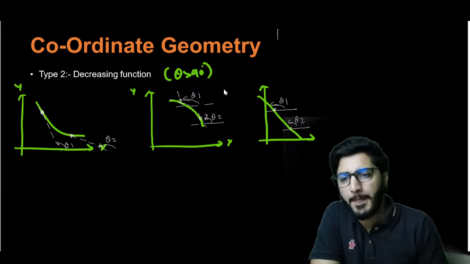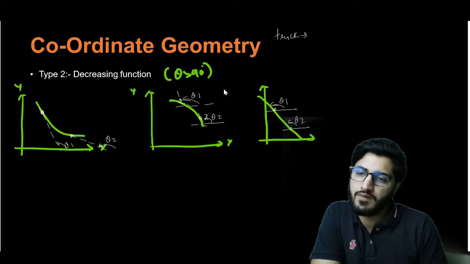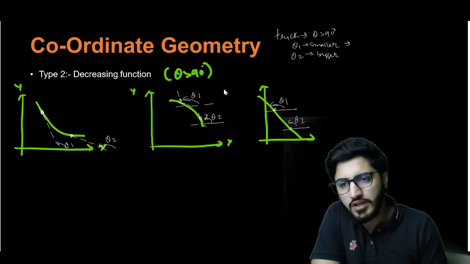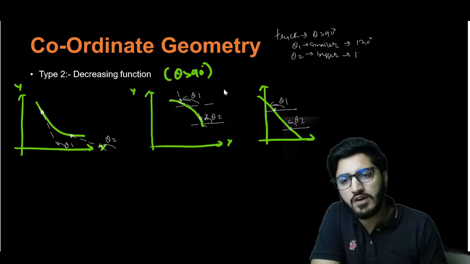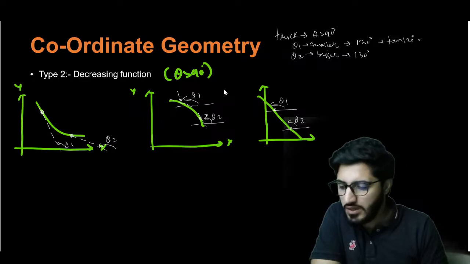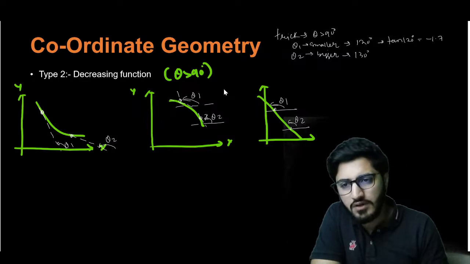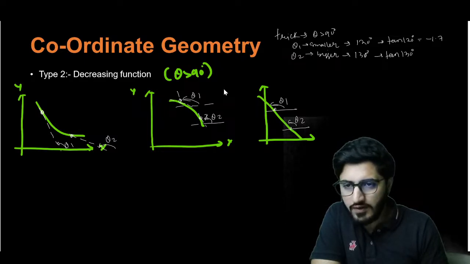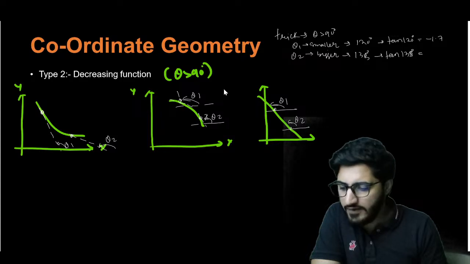Okay, here we are having a trick. If my theta is greater than 90 and theta 1, let us suppose, is smaller, and theta 2, let us suppose, is bigger, right? Take the smaller angle as 120 degree and the bigger one as 130 degree. What is tan 120 degree? Tan 120 is minus 1.7. And what is tan 130 degree? It is not 130, it is 135. And what is tan 135? That is minus 1.